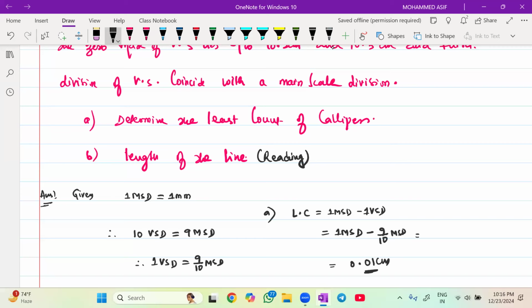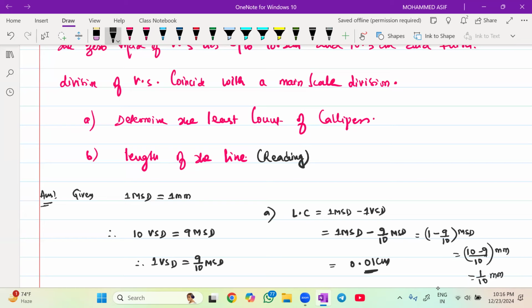What is this calculation now? It is 1 minus 9 by 10 MSD. The MSD value is 1 mm. That means this is 10 minus 9 divided by 10, into 1 mm. 10 by 10 minus 9 is 1. So 1 divided by 10 mm. Okay, that I am converting into centimeters. Am I clear? Yes.